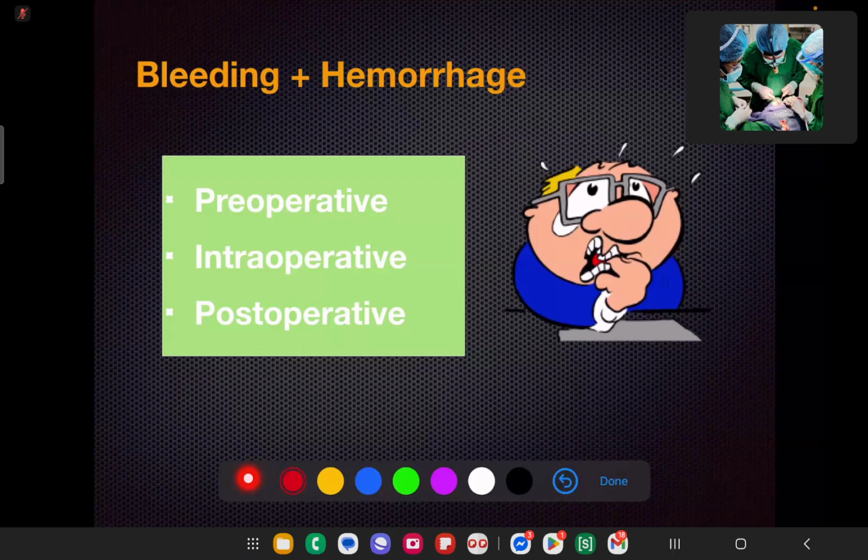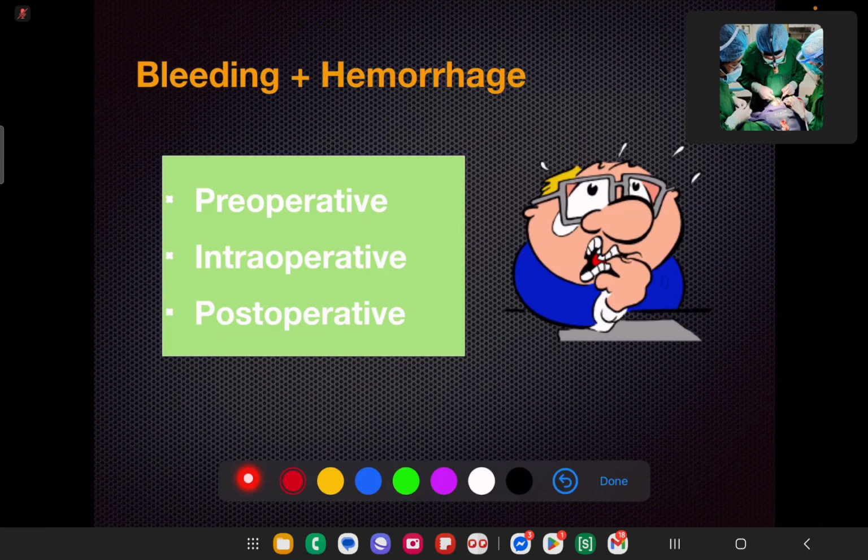So another complication is what we call bleeding or hemorrhage. There is what you call a preoperative concern. There's also an intraoperative concern. And of course, there would be a post-operative concern. When you say preoperative concern, it means that you did not fully diagnose your patients if they would have issues on antibiotics, allergies, and of course the medications that they're taking.